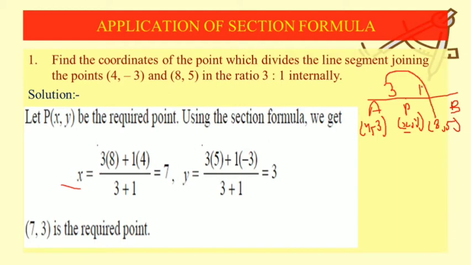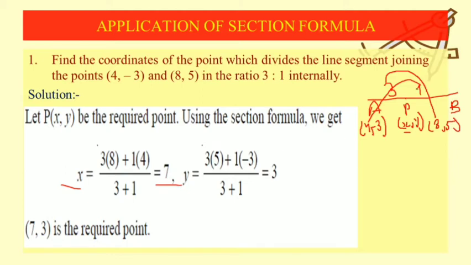And when we take 1, we will multiply 1 into 4. So 3 into 8 is 24, 1 into 4 is 4, upon the sum of the ratio, 3 plus 1. So now 3 times 8 is 24 plus 4 is 28, and 28 upon 4 will be 7. So the x coordinate will be 7.